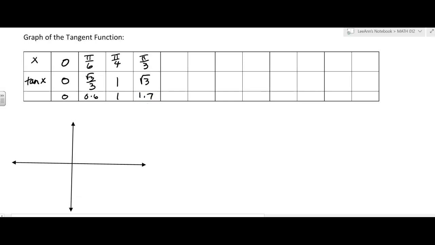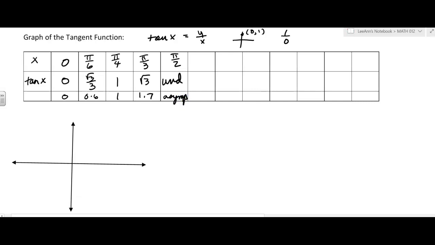Okay? And then we come to pi over 2. Now at pi over 2, remember tangent x is equal to y over x, or sine over cosine. And when you're at pi over 2, your x is 0 and your y is 1, right, on the unit circle. So you have 1 over 0 for the tangent, and that's undefined. When something's undefined, it's going to be a vertical asymptote. So I'll just put asymptote there.